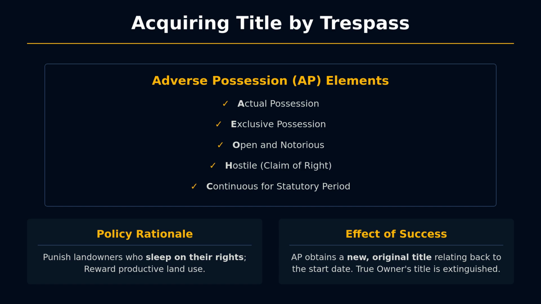The underlying policy rationale punishes landowners who sleep on their property rights and rewards productive land use. State law sets the statutory period, typically ranging from 5 to 20 years. Once the statutory period is met, the adverse possessor obtains a new, original title that relates back to the exact date the possession began. This legal action simultaneously extinguishes the true owner's former title, completing the transfer.